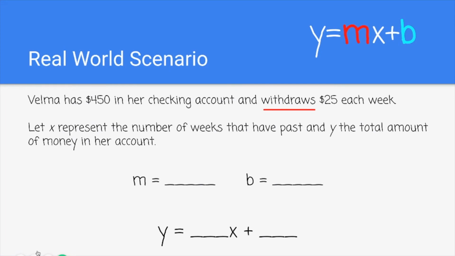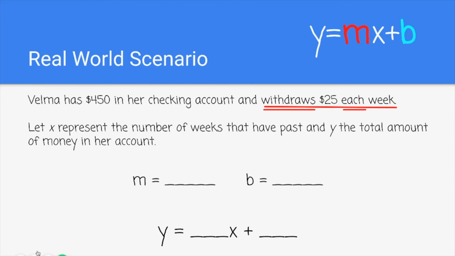In our last example, we're going to look at a real-world scenario. So Velma has $450 in her checking account and withdraws $25 each week. So X is going to represent the number of weeks that have passed, and Y is our total amount of money. So the first thing is I notice that it's each week.